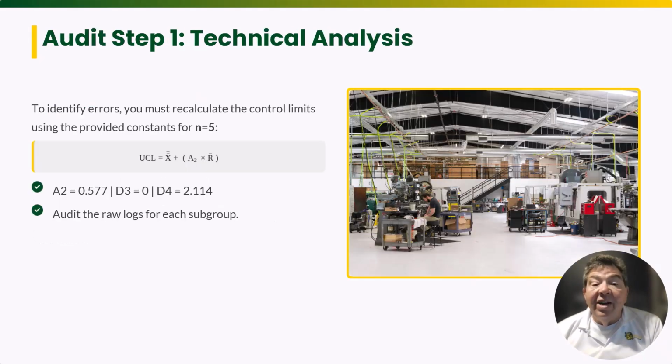Phase 1 is your technical analysis. To identify errors, you must recalculate the control limits yourself using the raw measurement logs. A critical step is using the correct constraints for the sample size of n equals 5. A2 is 0.577, D3 is 0, and D4 is 2.114. Do not use the n equals 1 constraints or your audit will be invalid from the start.